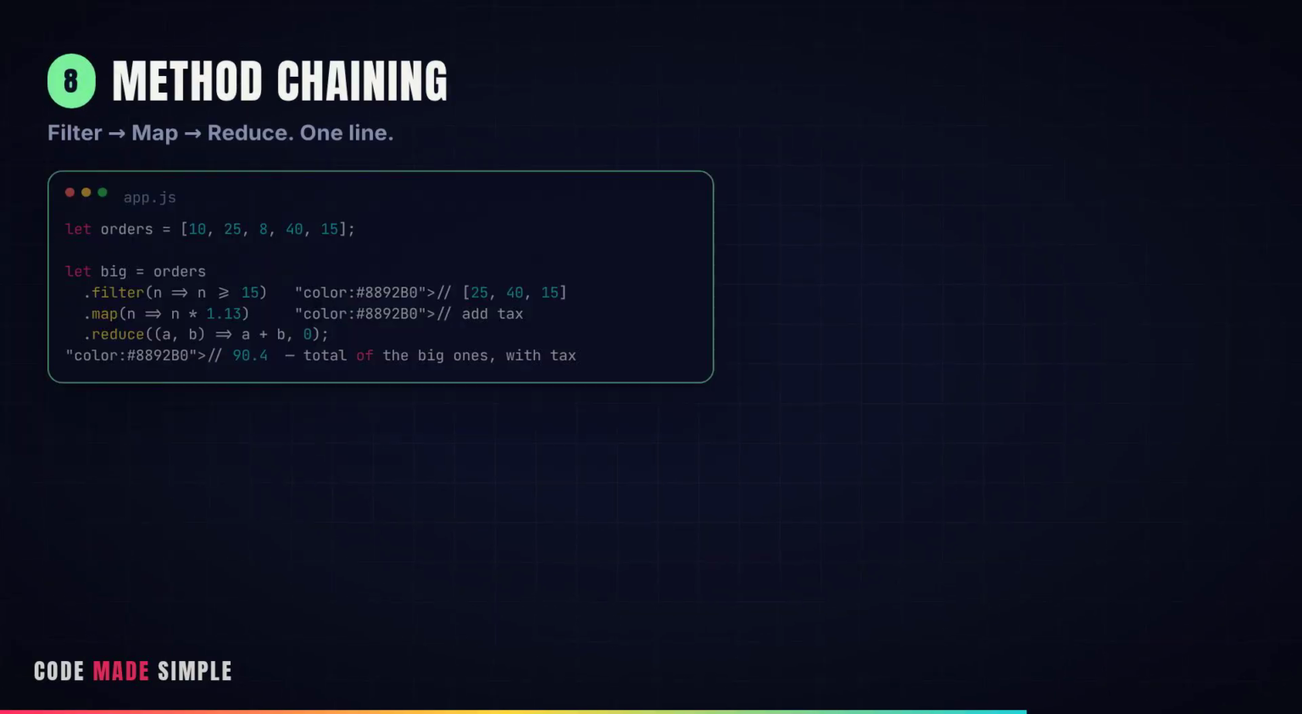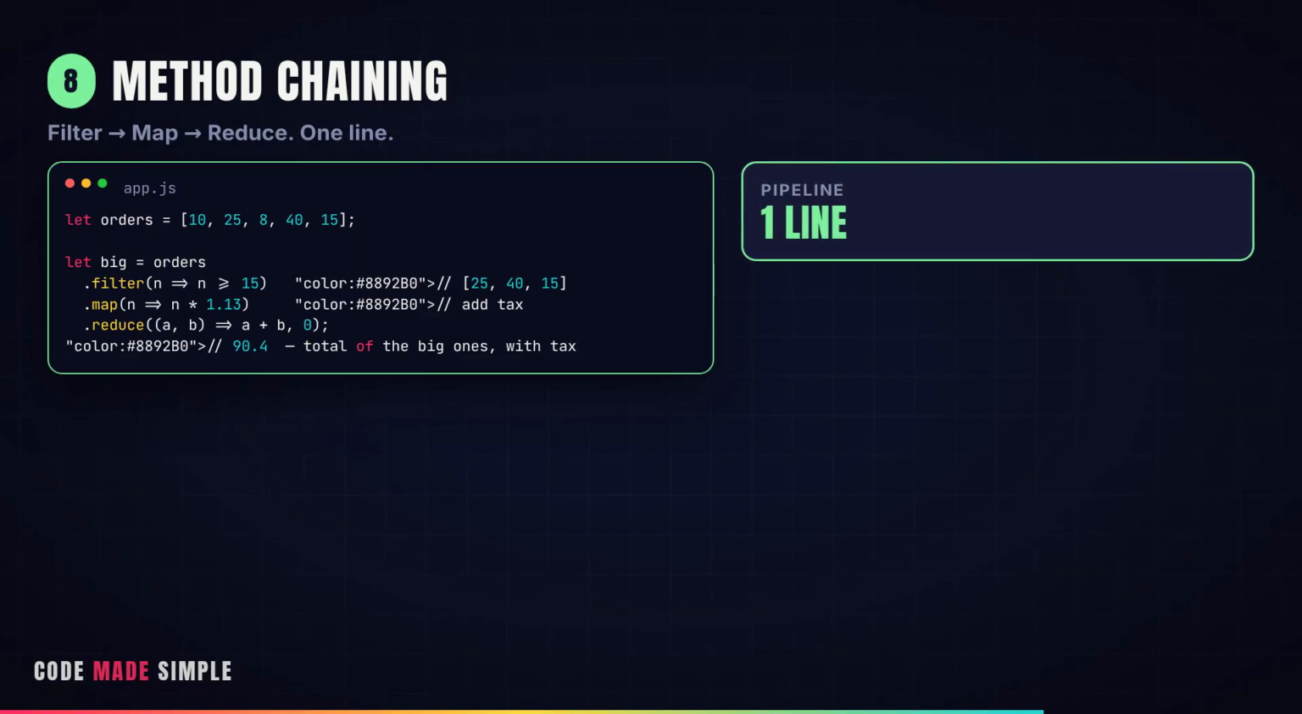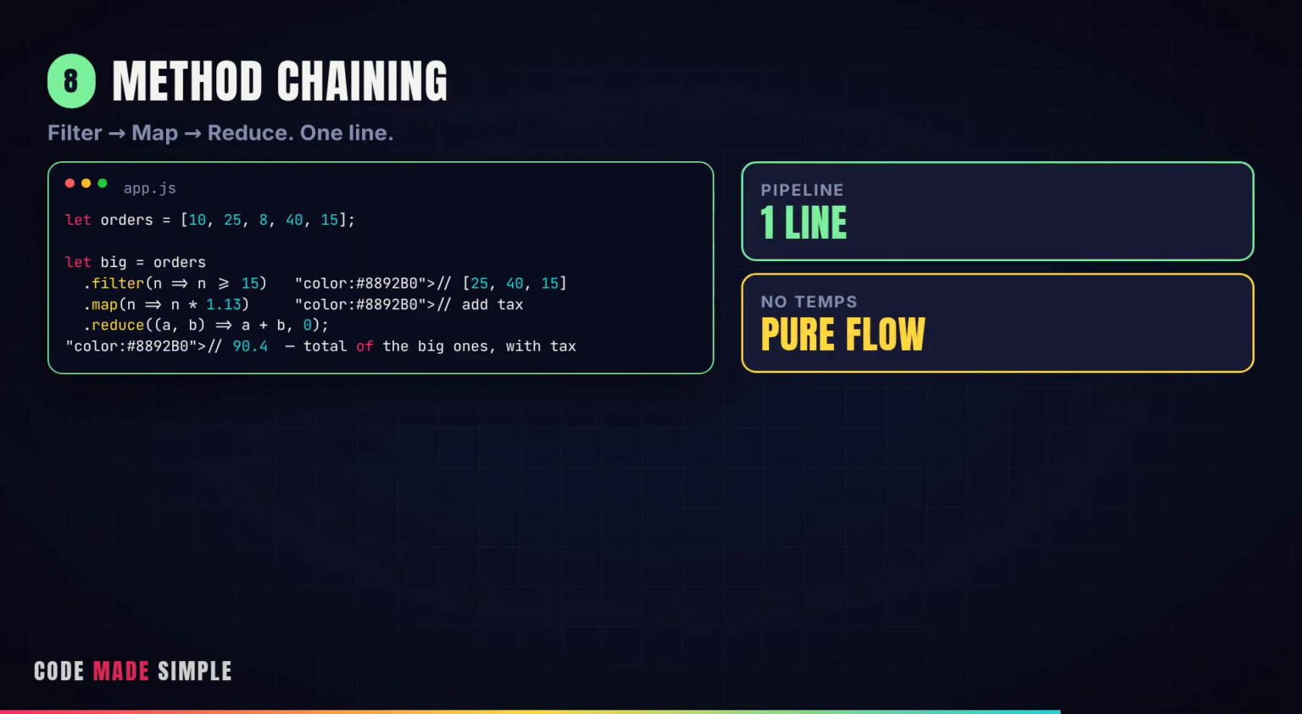Method chaining. The pro move. Filter first. Map the survivors. Reduce to a single number. 1 expression, 0 temporary variables. This is why we learned the prototype.